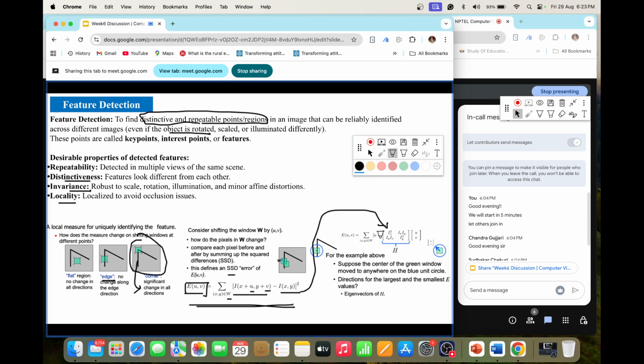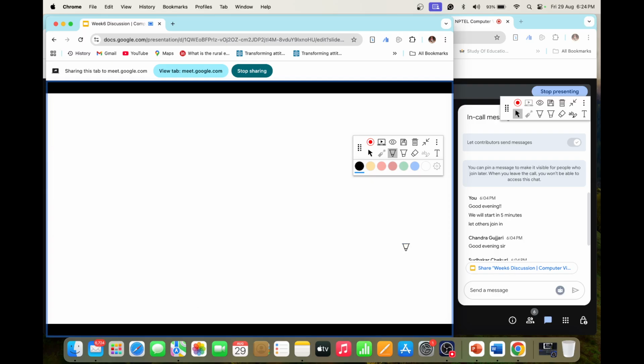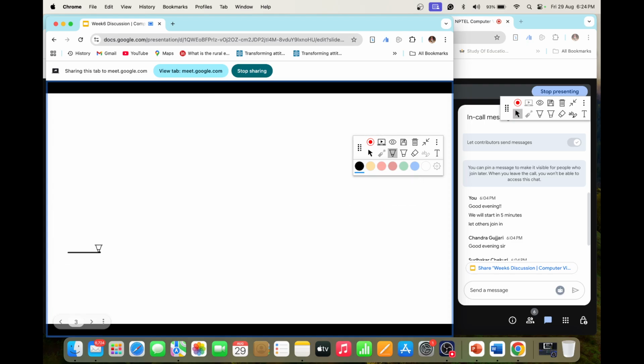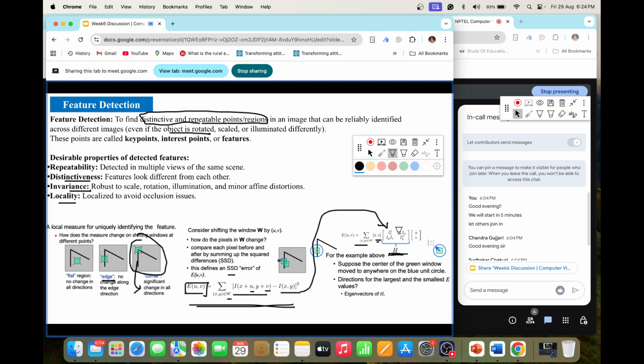Here you can see u, v, that is the vector of the previous point, and this is actually written in matrix form. So u, v is a row vector, and H is a matrix known as the structure tensor. Structure tensor H. How is it made? It is also called the second moment matrix. These are the two names, second moment matrix or structure tensor.